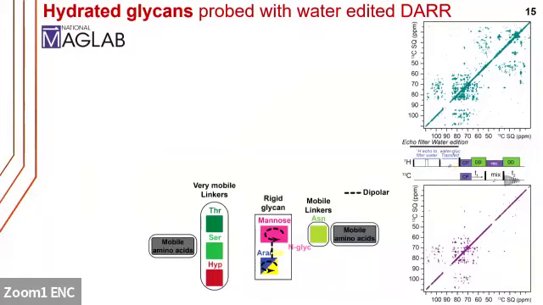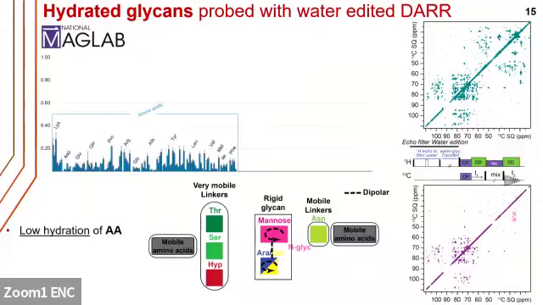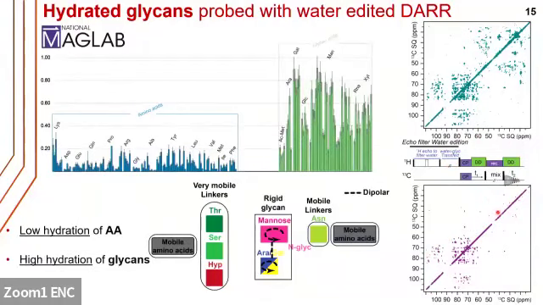And as you can see here immediately, the glycans survived this type of experiment, along with the glycosylated amino acid, which is the hydroxyproline here, leaving the other amino acids completely disappeared. Using those spectra, it can be more precisely identified and quantified, again showing amino acids being much less hydrated than glycans.